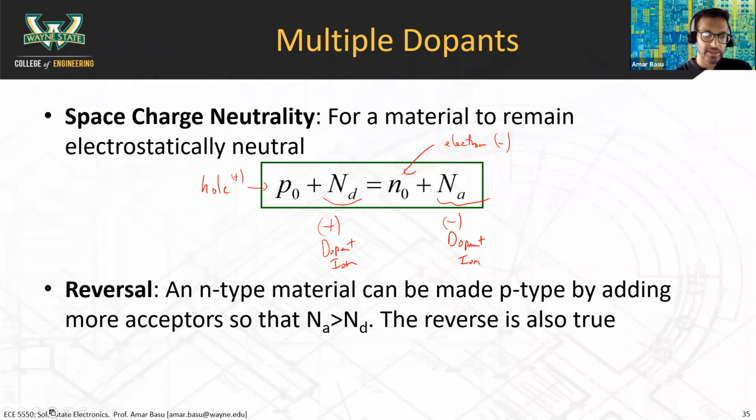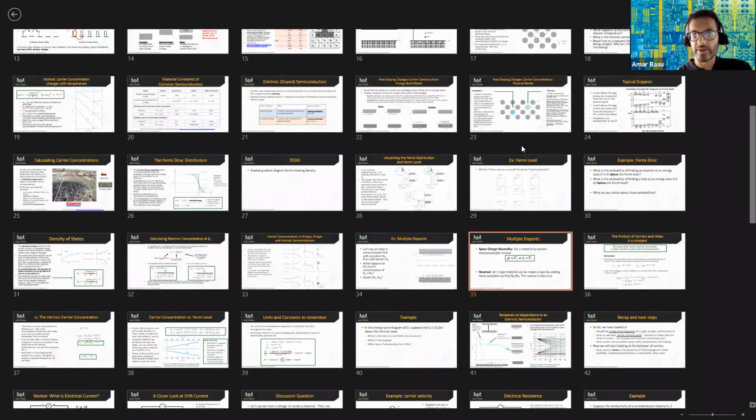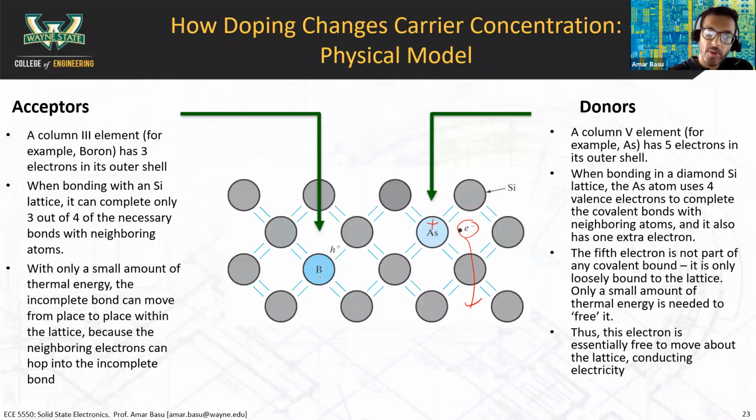How do we look at that? Just go back to the diagram here. Every boron atom has an incomplete bond. If this incomplete bond moves somewhere else in the lattice, then this boron atom is left with a net negative charge in the nucleus, meaning it has one less proton compared to what it had on its own when it's electrostatically neutral.